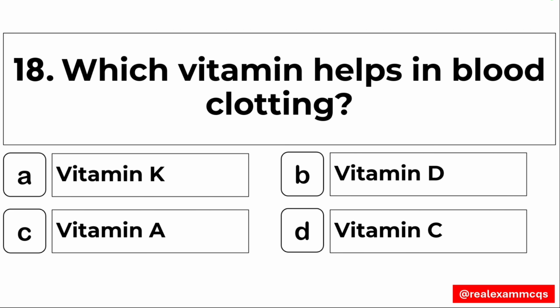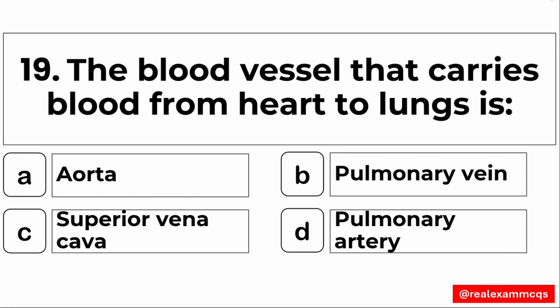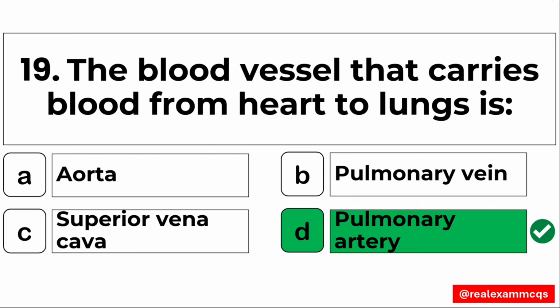18. Which vitamin helps in blood clotting? Vitamin K, naphthoquinone or the phylloquinone. 19. The blood vessel that carries blood from heart to lungs. It is the pulmonary artery. Option number D, and it carries deoxygenated blood.